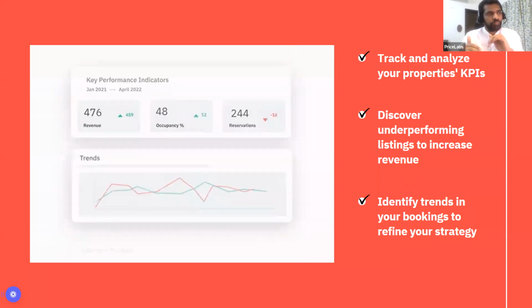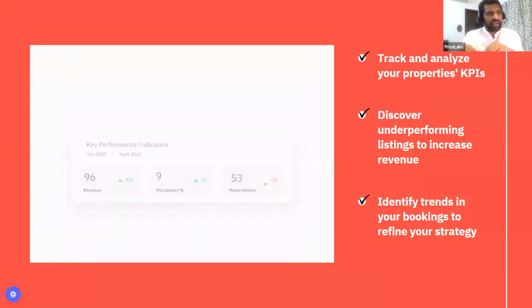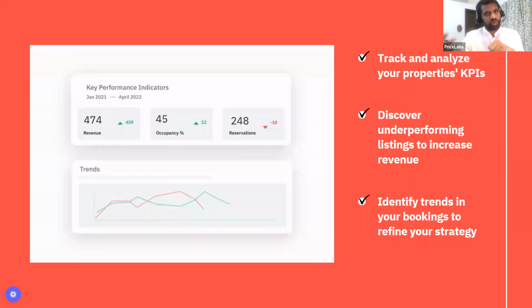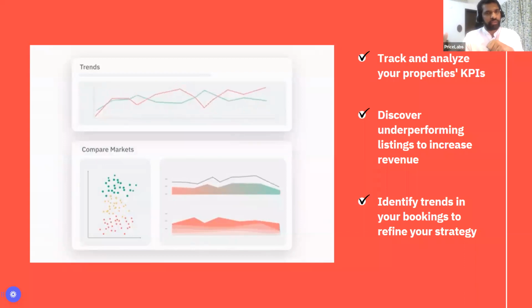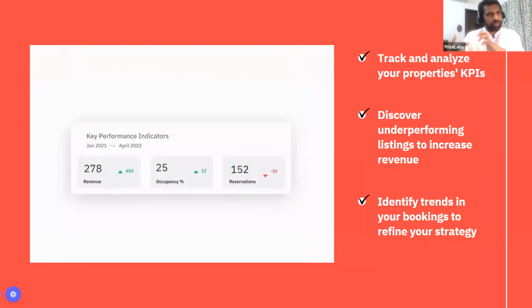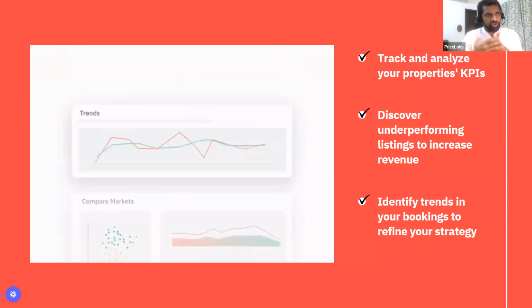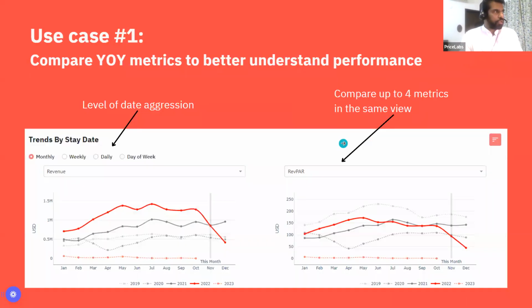Now, number 2, which is discover underperforming listings, and number 3, identify trends in your bookings, these are advanced level use cases. And so I would normally say if you have a bunch of listings and if you're very hands-on with your revenue management, that's when you really get into it. But tracking and analyzing your KPIs, that's important. So just about everyone should understand that. So as we go through, we'll talk a little bit about that.